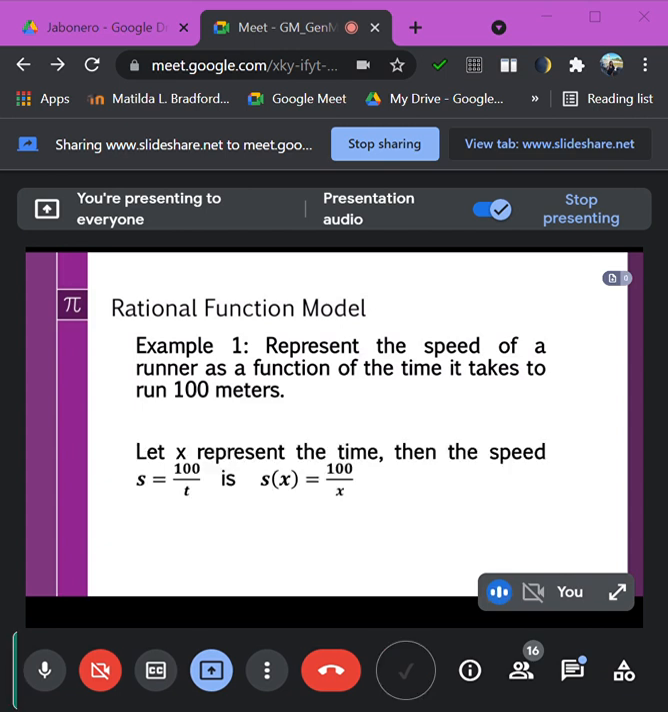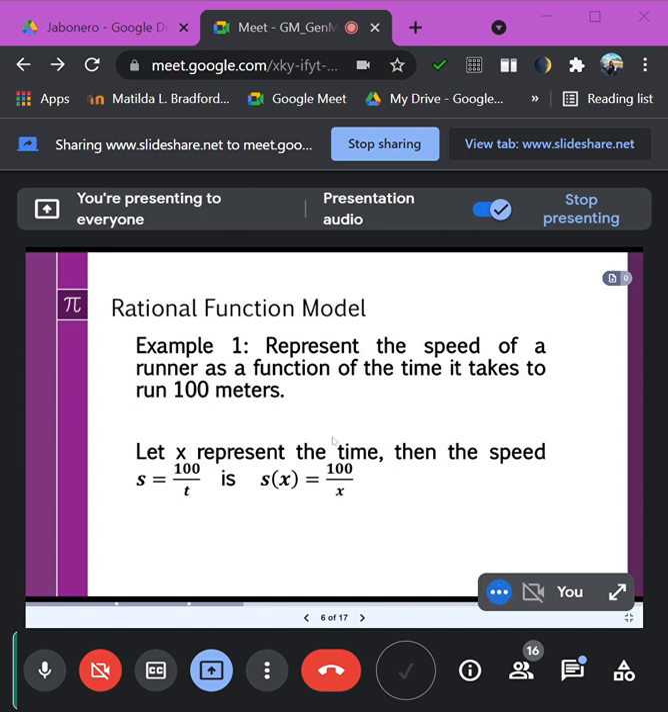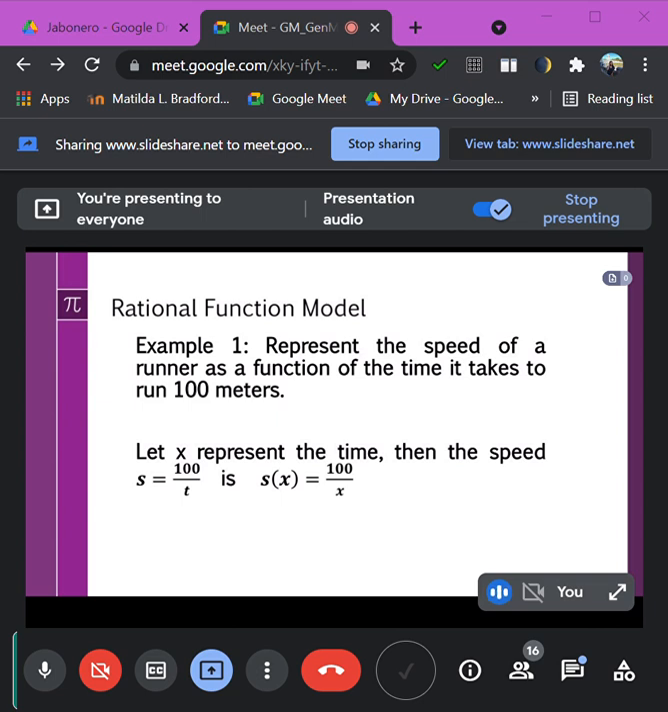So if we're going to use that in a mathematical representation, it could be S is equal to 100 over T, or it could be S of X is equal to 100 over X. So that is y is equal to 100 over x. So whatever you substitute for your x there, which is your time, that would be the function. That is what you get for your y. Okay? So here, this is on the easier side since the rational function is given.